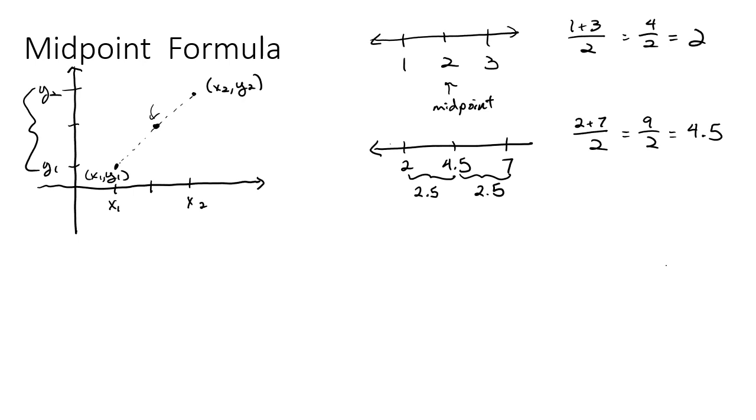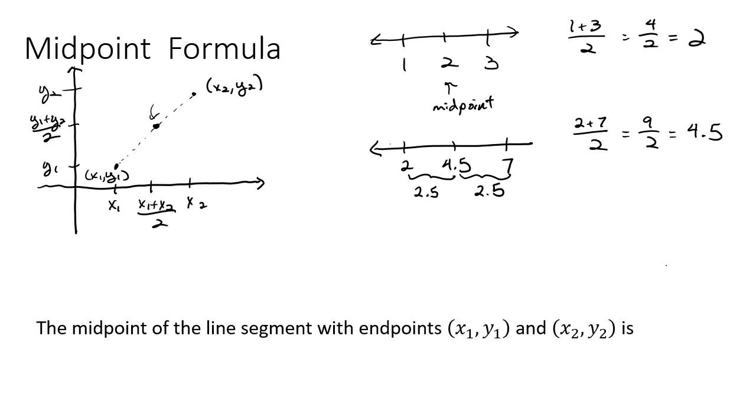To find the number halfway between the x's, you're just going to average them. Add them up, divide by 2, and to find the midpoint of the y's, you're just going to average those. y1 plus y2 divided by 2. And so our formula for the midpoint between 2 points, and we describe it as the midpoint of the line segment connecting them, right? Just like I drew this dotted line in the figure up here, is just given by the average of the x values is the new x value, average of the y values is the new y value.